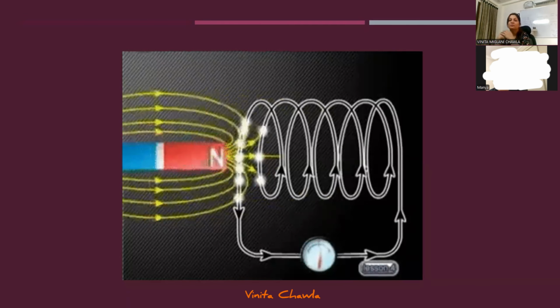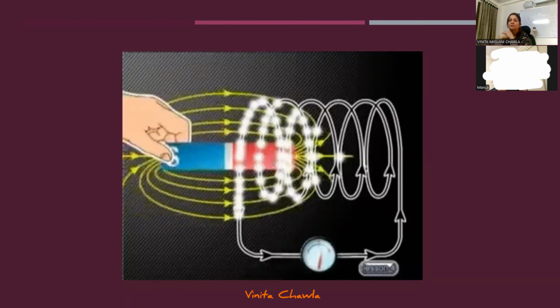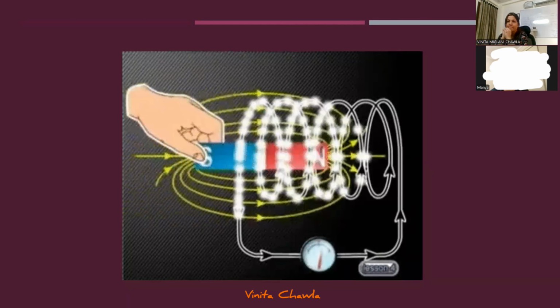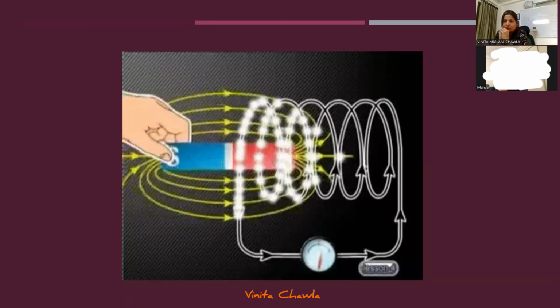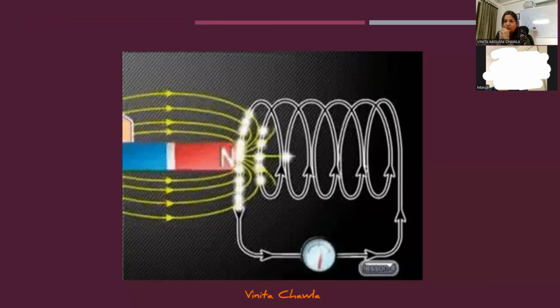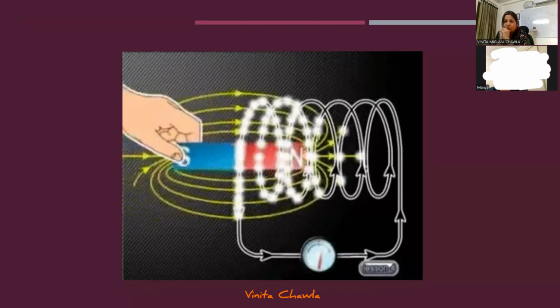Please explain. When we bring the magnet towards the coil, the magnetic flux is getting increased, so the current would increase.